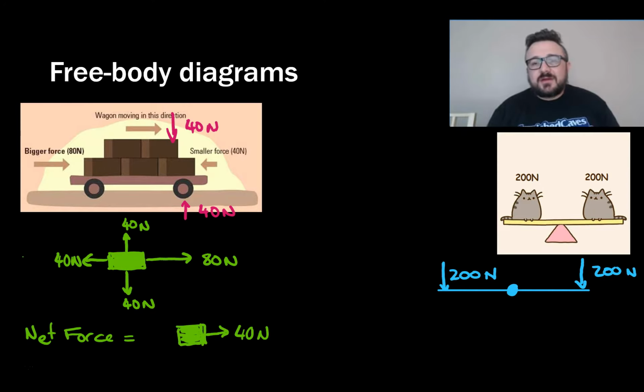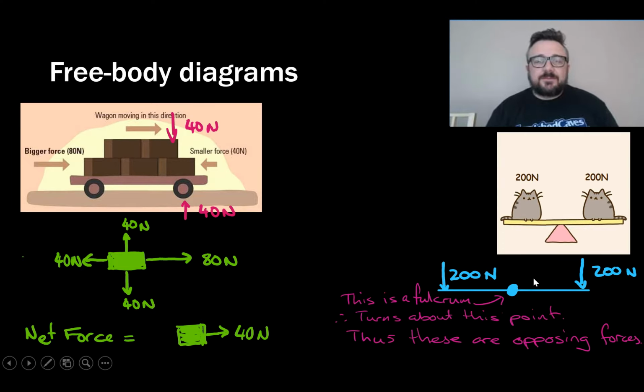Pusheen cat's a bit more complex because the force is being pushed out here, but the free body is in the center here. It's the fulcrum. A fulcrum is a point that a lever turns about. So these are now what we call opposing forces, because over here the downward force wants to push down, and this force wants to push down, but you'll see that this will cause it to turn in this direction, and this will cause it to turn in this direction, so they're opposing forces. And given that they're opposing forces, they balance each other out.